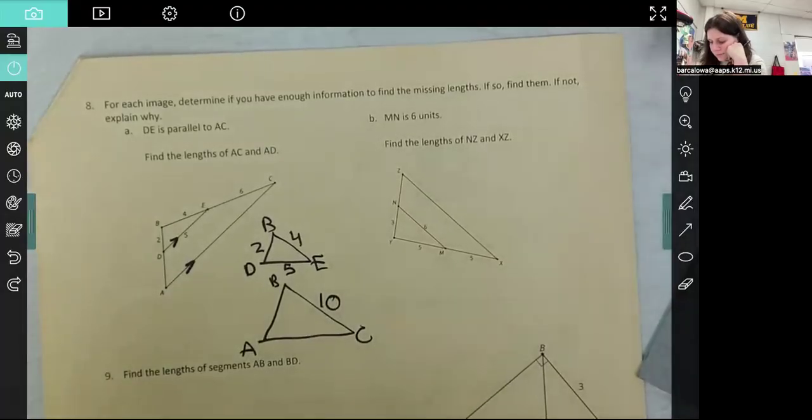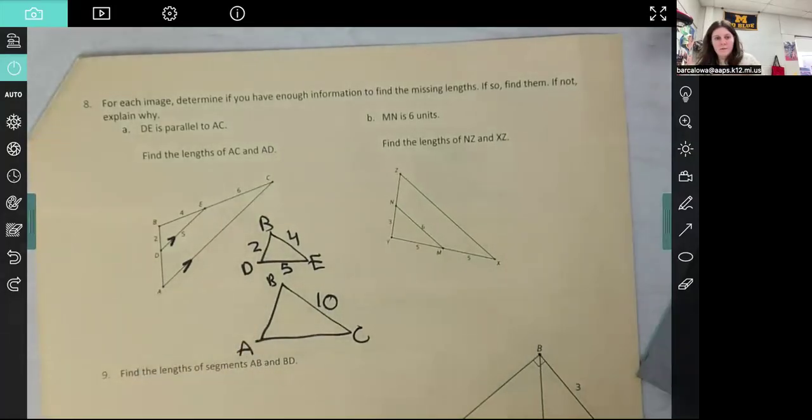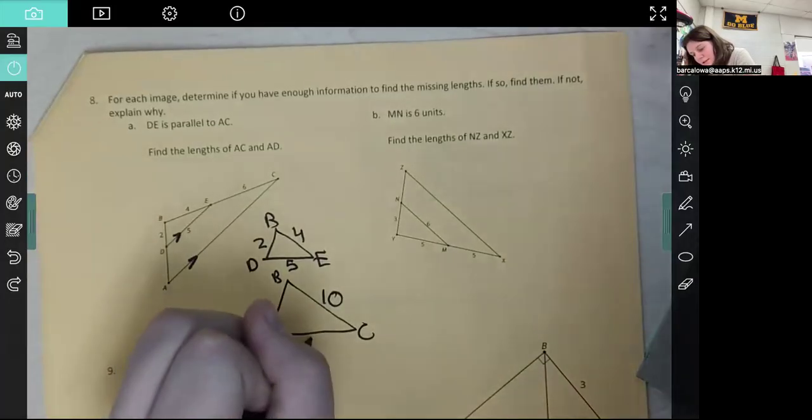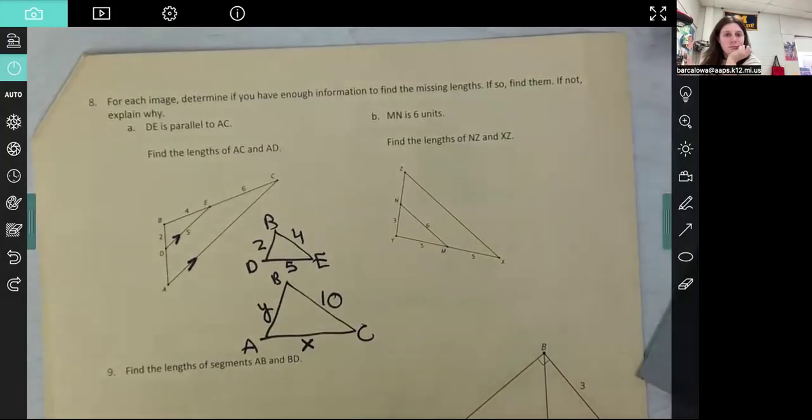All right. Do I have enough information to find these missing lengths? First off, let me label this as X and this as Y. To be able to find these missing lengths, I need to know for sure that my triangles are similar. So let's see.